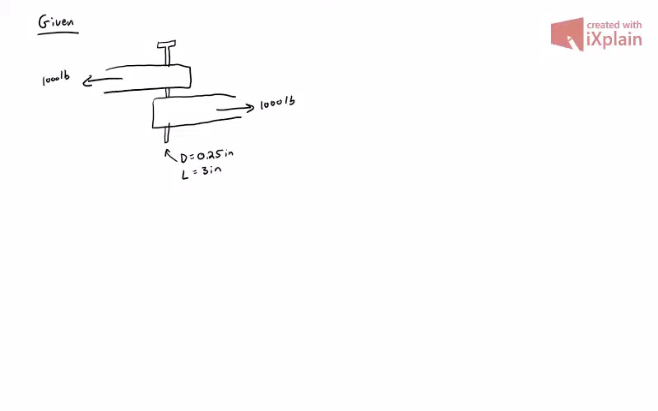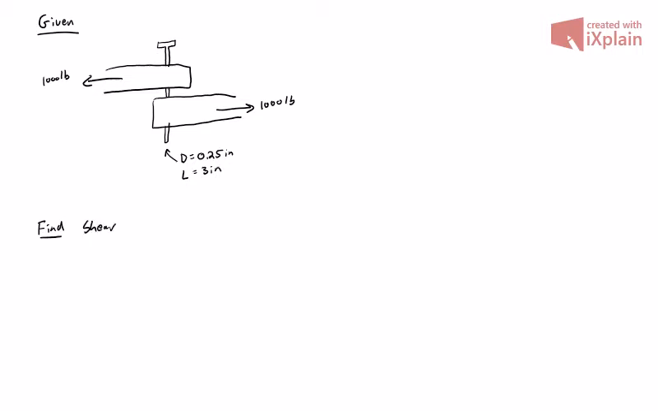All right, so for this problem, we have a blue bolt that's holding together two pieces of metal that are being pulled apart by 1,000 pounds of force on each piece of metal. And then the problem asks us to find the shear stress in the bolt.